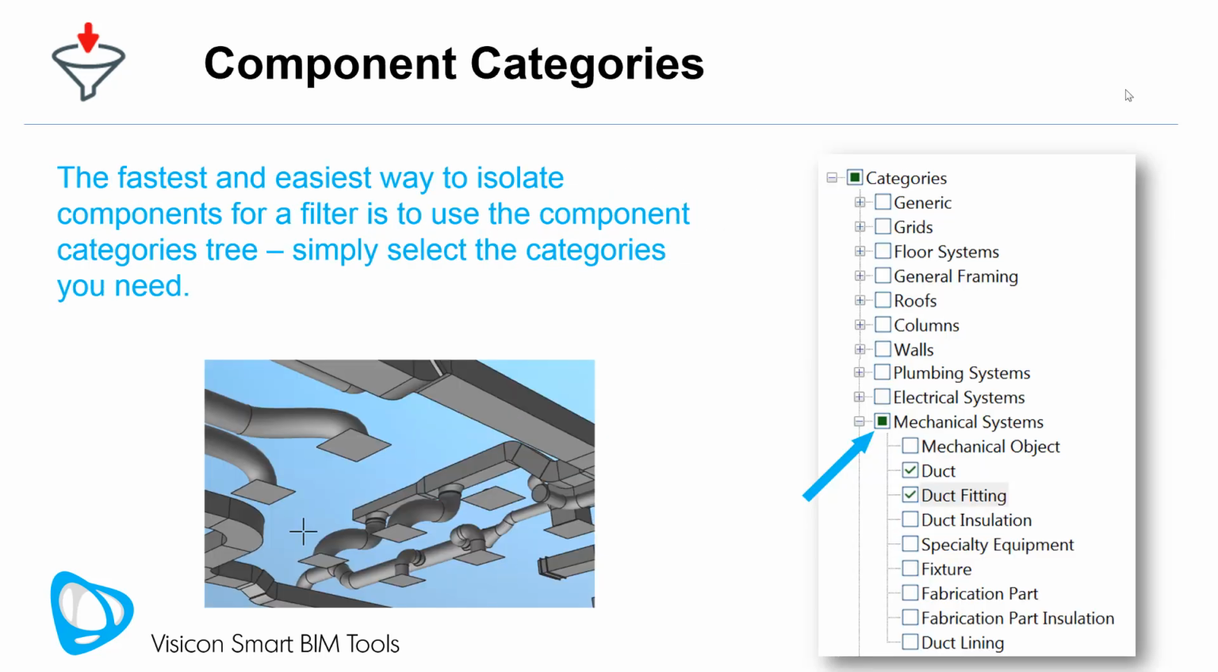The fastest and easiest way to isolate components for a filter is to use the component categories tree. Simply select the categories you need. In this example, ducts and duct fittings have been selected and isolated in the view.